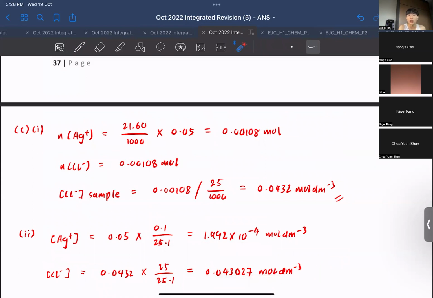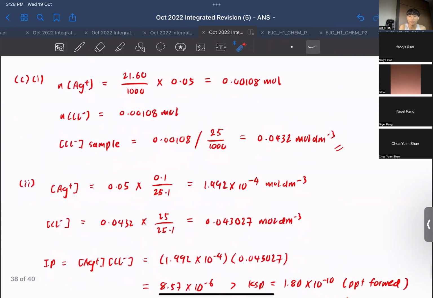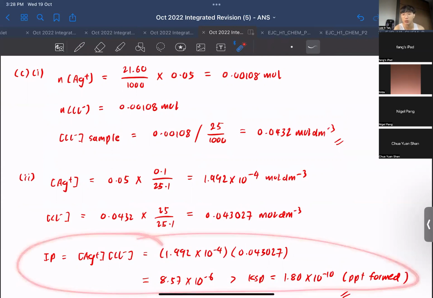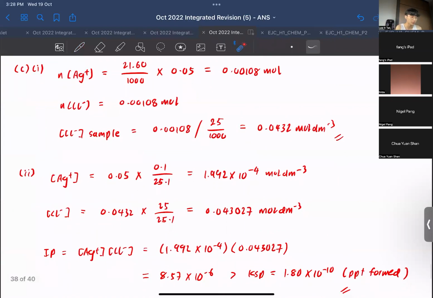And we can now find the IP of AgCl. We just multiply these two values together. And then, of course, we end off our answer with IP more than KSP. We're supposed to prove this. So IP more than KSP. That's how you can tell me a precipitate is formed, and that's how you prove this question here.